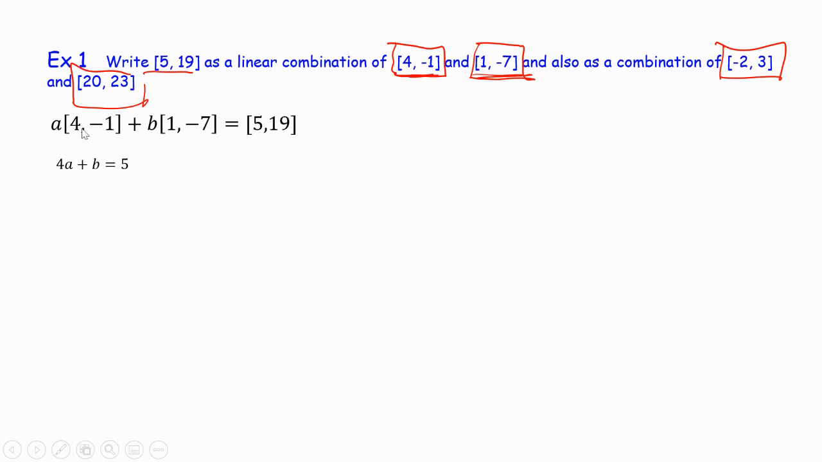Well, this 4 times this A and 1 times this B should give me my new x coordinate, which is 5. I'm hoping that makes sense. All right. Secondly, if I'm looking for my y coordinate, the same scalar a multiplied by -1, so minus a, and the same b multiplied by the -7 should give us the 19. So look at that. That looks familiar. 4a plus b is equal to 5, and minus a minus 7b is equal to 19.